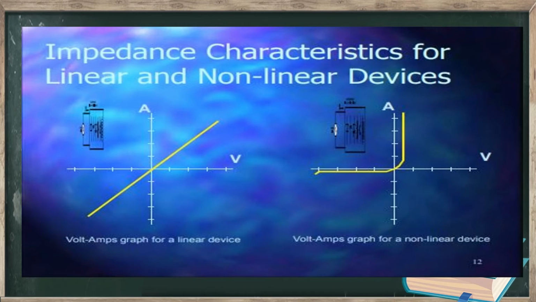The next one is the impedance characteristic for linear and non-linear devices. As you can see, the first one is the Volt-Ampere graph for the linear device. It is a straight line, compared to the non-linear device, which is not straight, so it will make a graph like this.